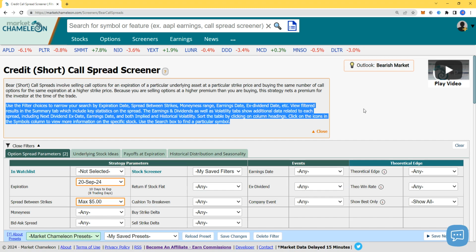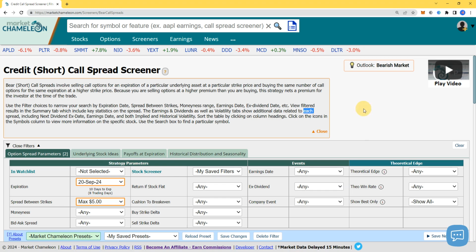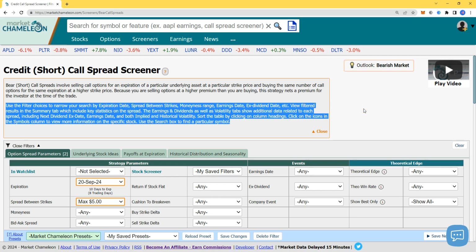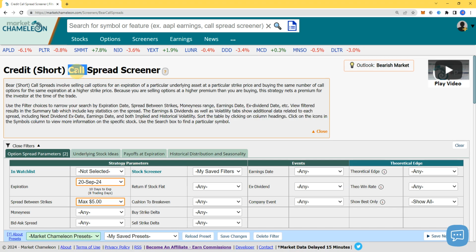But again, you have 3 ways to win. Very important, if your call spread is out of the money, that's the key here. If the call spread is out of the money, you have 3 ways to win. The stock stays the same, the stock goes down, or the stock goes up to your short call that you sold.